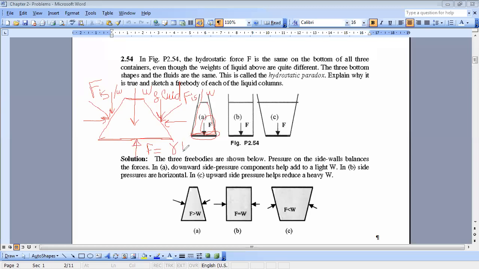times H times A. Let us do a small analysis of this term. What is H times A? If you do H times A for this container, this is the height, and this is the area. If you do H times A, this is equivalent to this volume, this one.